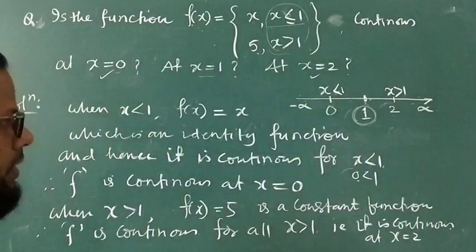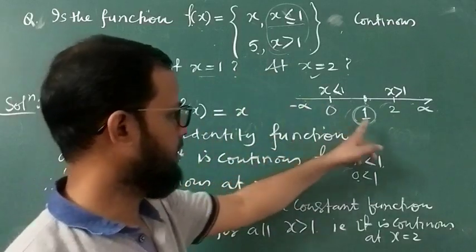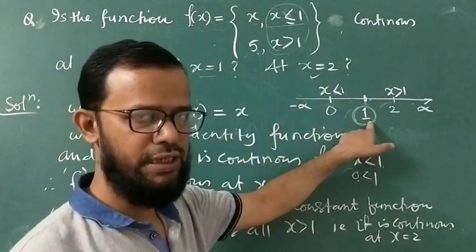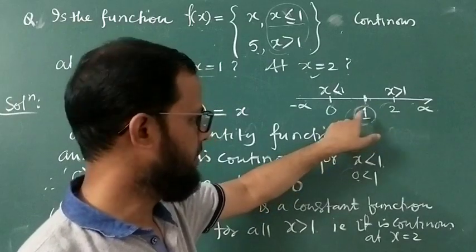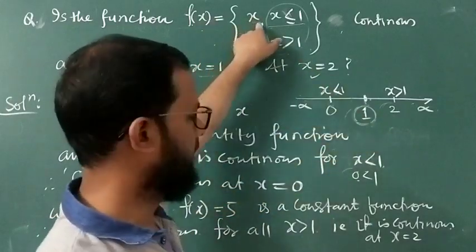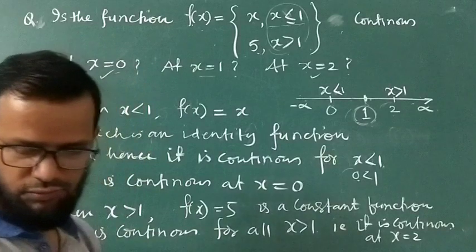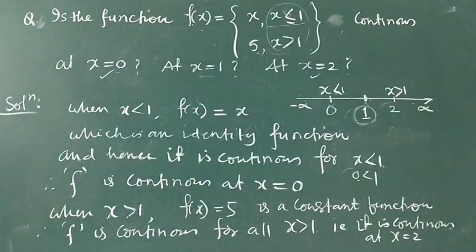Okay, so for x is equal to 0 and for x is equal to 2, we showed that the function is continuous. Now our target is to show whether the function is continuous at x is equal to 1 or not. For this, since 1 is a particular point, and at this point the functional value is exactly defined, we can go and show it by the left hand limit and right hand limit method.